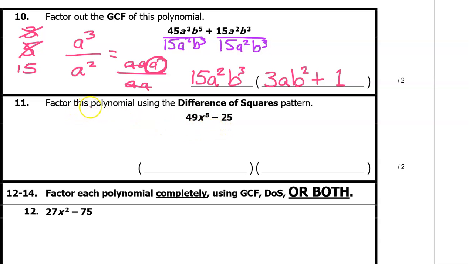Factor this polynomial using the difference of squares pattern. This is what we talked about before. 49 is 7 times 7. x to the 8th power is going to factor as x to the 4th power times x to the 4th power. When we do the difference of squares, we have a plus and a minus. And then 25 is 5 times 5. So that's it. Difference of squares is super easy.